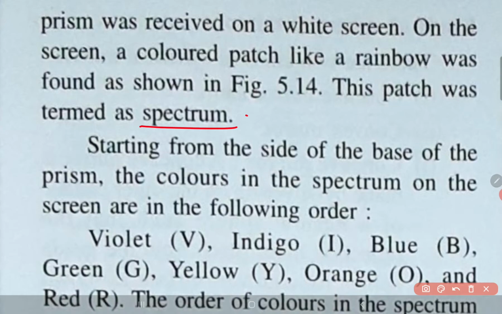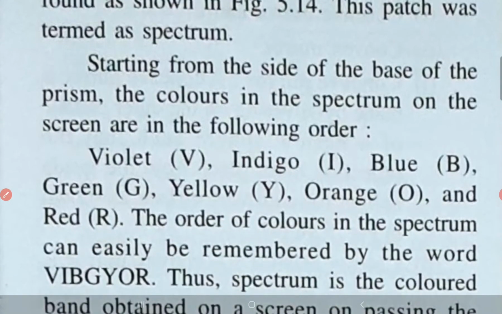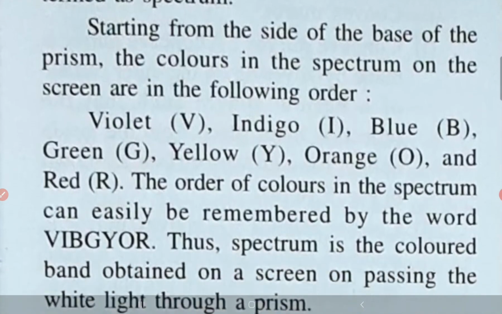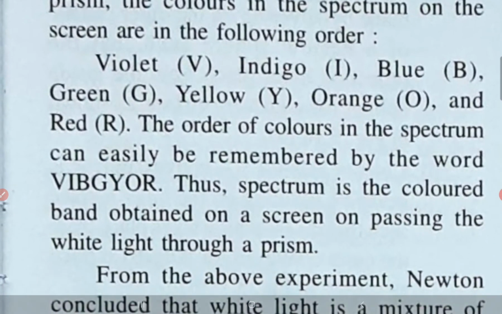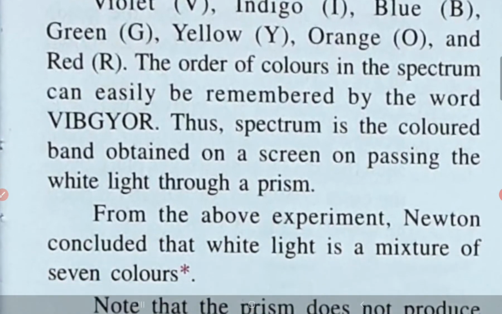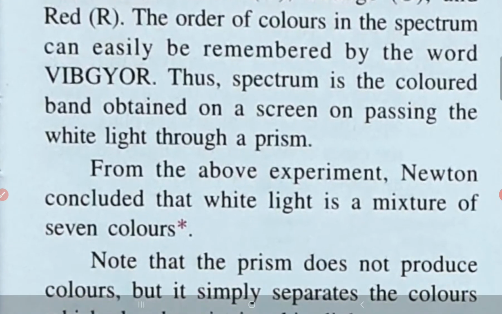So starting from the side of the base of the prism, the colors of the spectrum on the screen are in the following order: violet, indigo, blue, green, yellow, orange and red. The order of the colors in the spectrum can be easily remembered by the word VIBGYOR. The spectrum is the colored band obtained on a screen on passing white light through a prism. So another definition of spectrum will be, spectrum is a band of 7 colors, VIBGYOR, for the time being, for class 8.